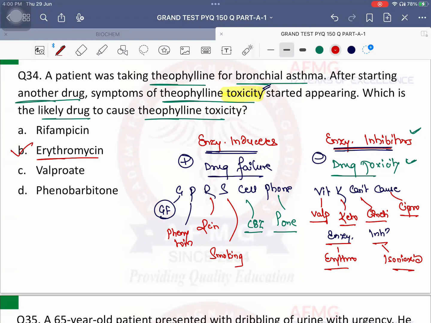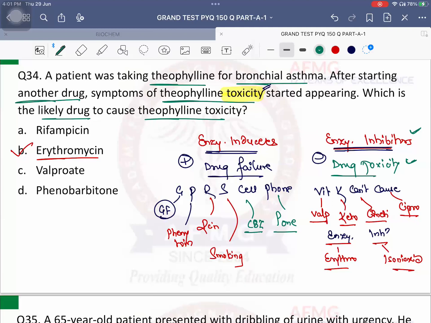Okay? So remember a basic thing, it seems very easy: most of the anti-epileptics are enzyme inducers except valproate. Most of the antibiotics are enzyme inhibitors except rifampicin. Okay, so that can be remembered.